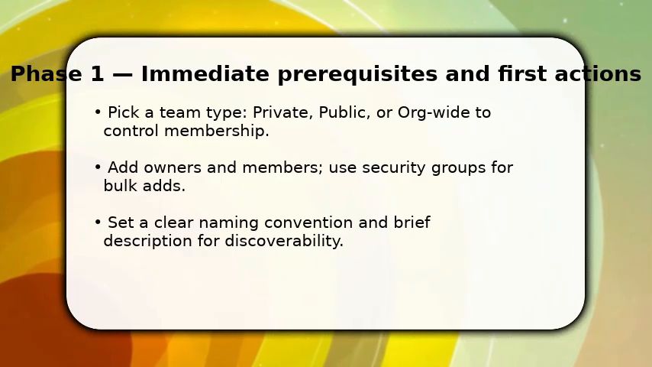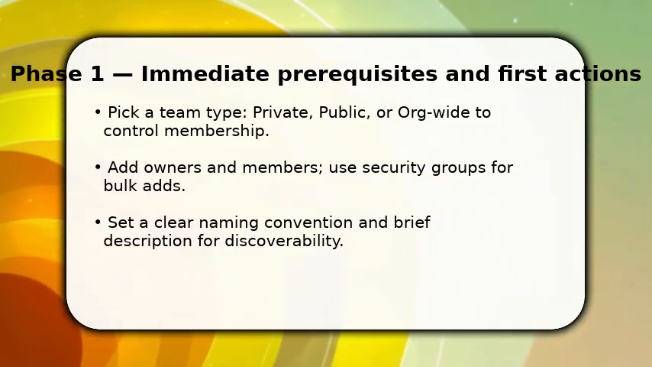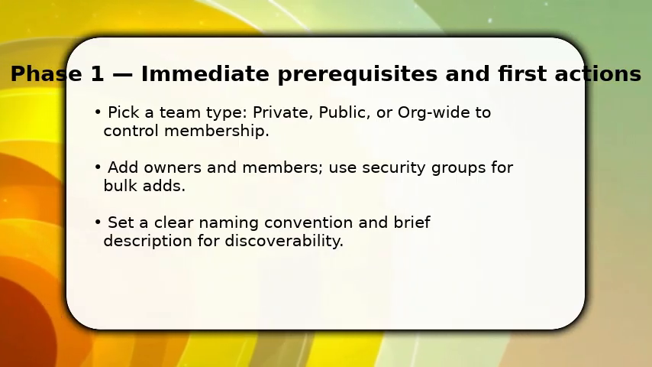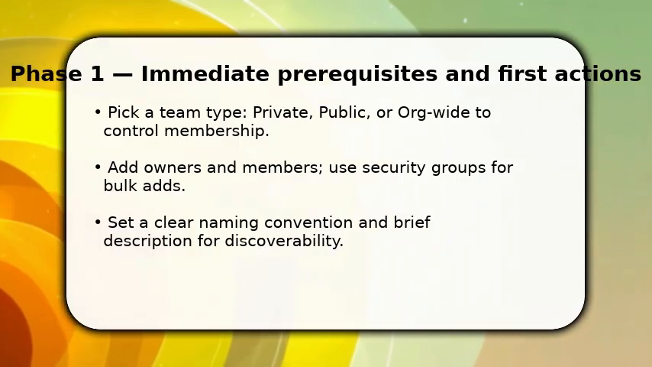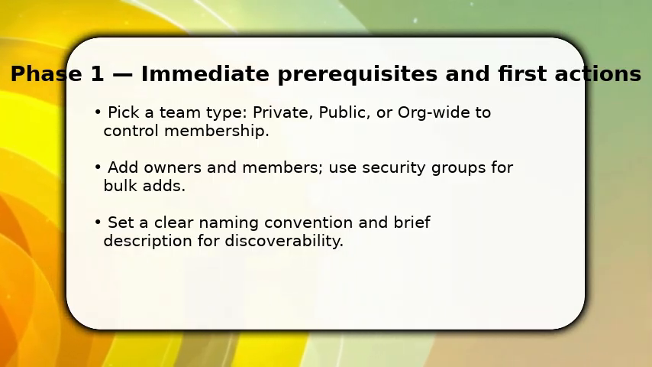You begin by creating the team where collaboration lives. Choose private, public, or org-wide depending on who needs access. This determines visibility and control. Add at least one owner and populate members now so permissions propagate.